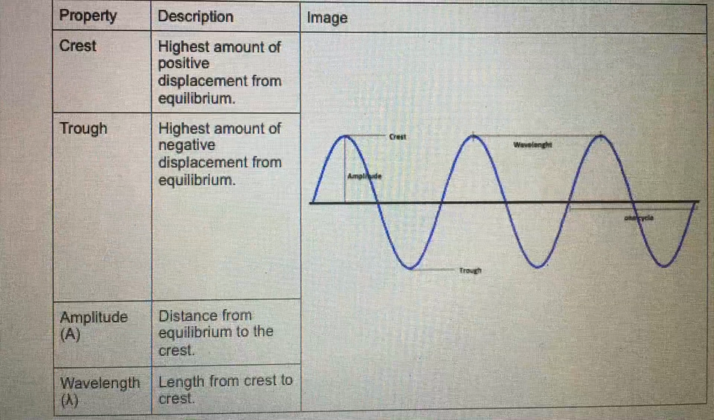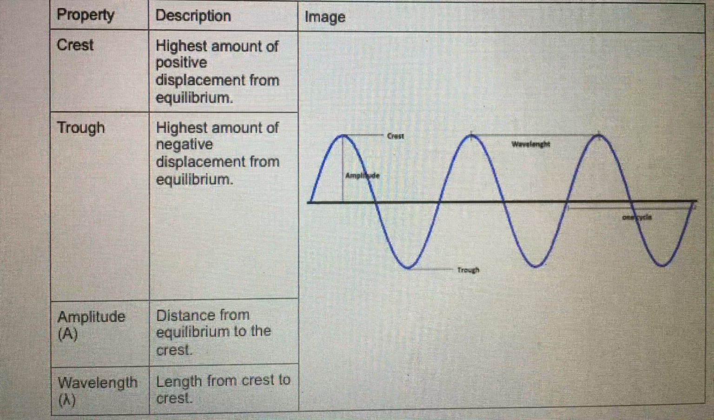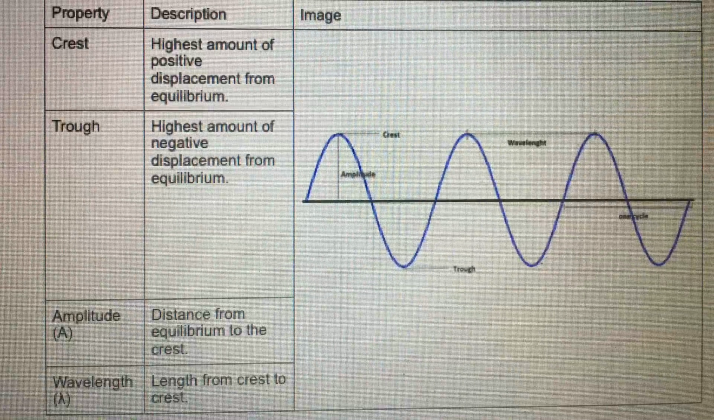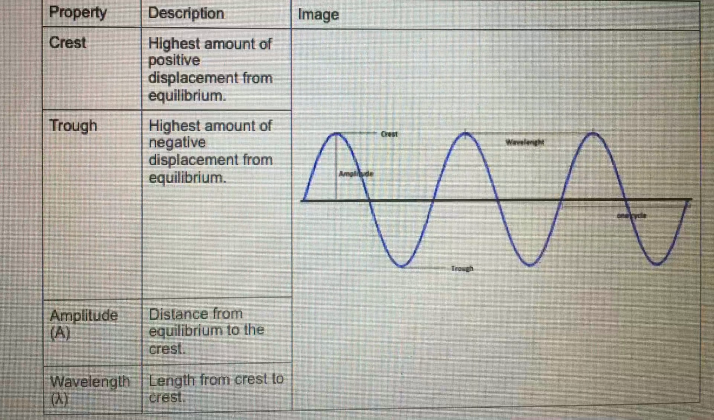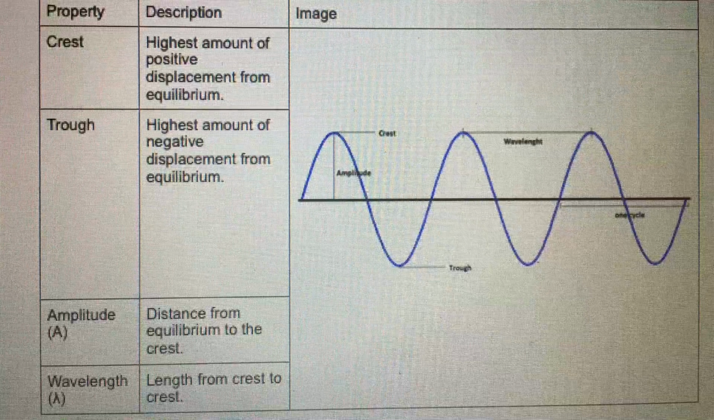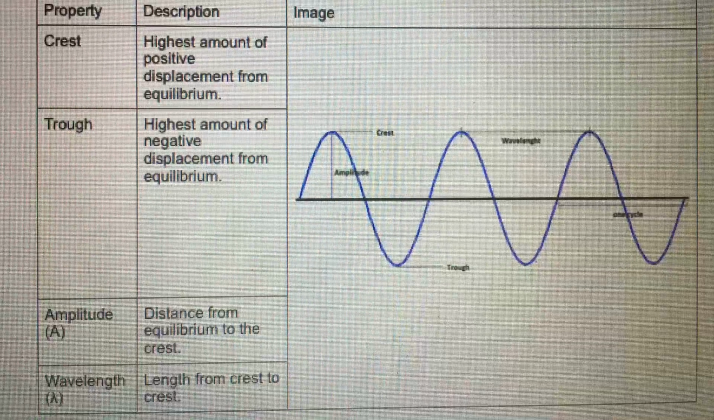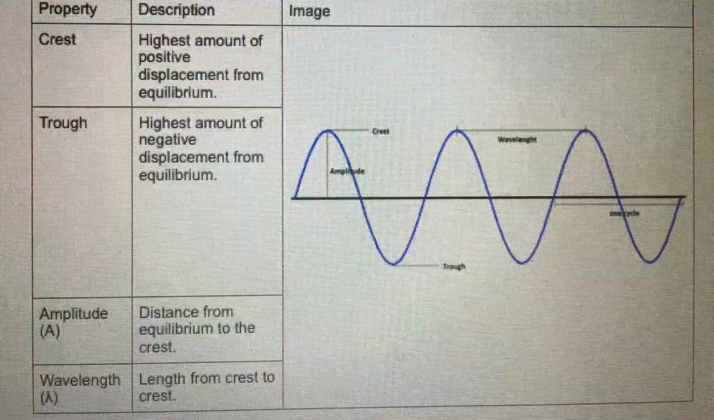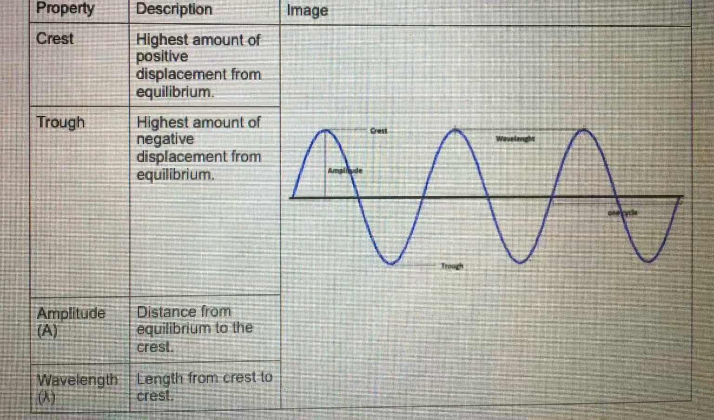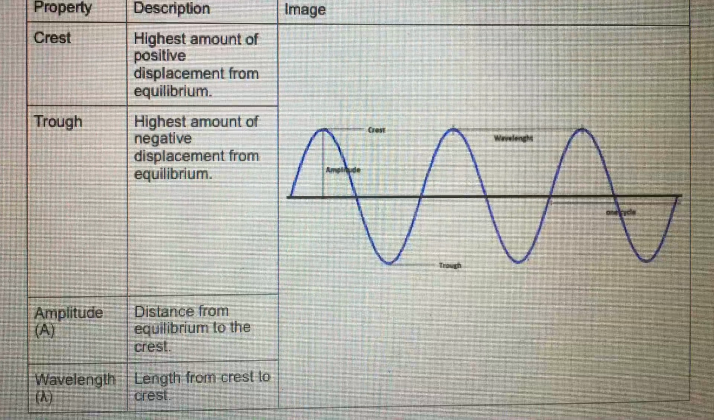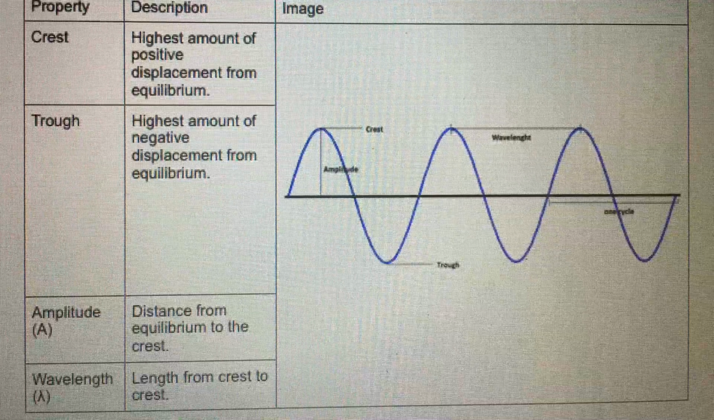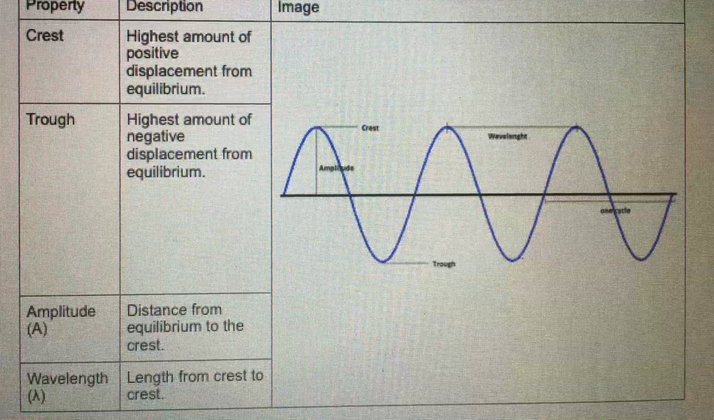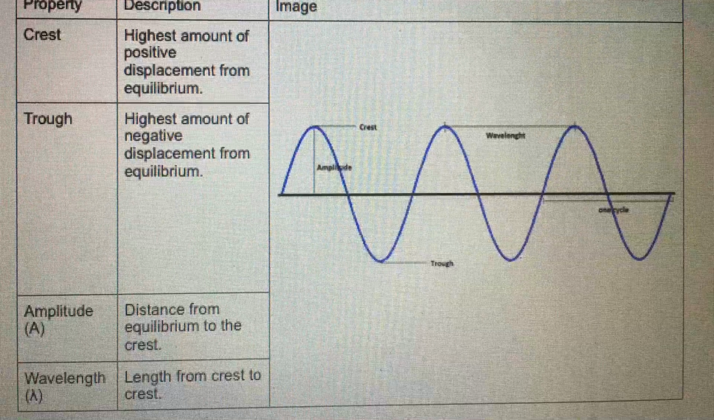In the superior left side, we can see the crest, that is the highest amount of positive displacement from the equilibrium. On the contrary, in the inferior left side also, we can see the trough, that is the highest amount of negative displacement from equilibrium. The amplitude is located in the middle, on the left side, that is the distance from the equilibrium to the crest. And the wavelength is in the middle also, but refers to the whole length from crest to crest.